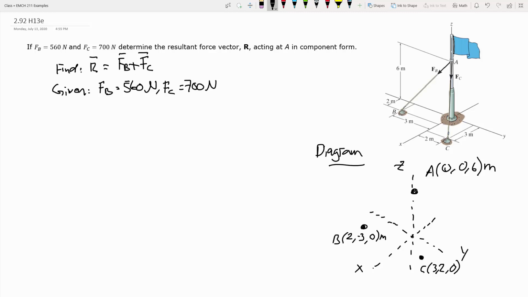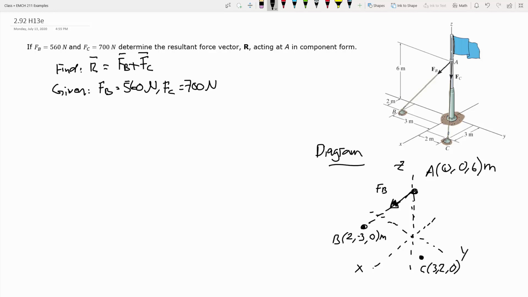So in the diagram, we're shown that, for example, FB is pointing from A to B. So we know that it acts along this line from A to B. So I can draw that force. I know its direction, points from A to B, and I'm actually told its magnitude was 560, which I could put in the diagram, or I'll leave it off for the moment.